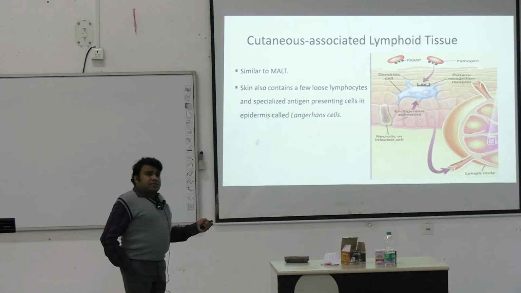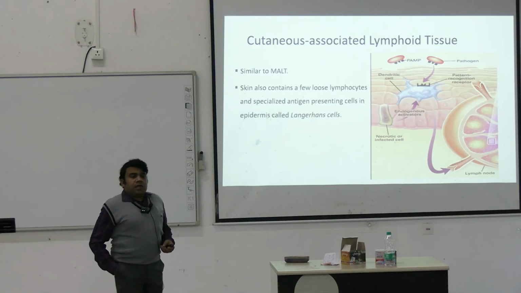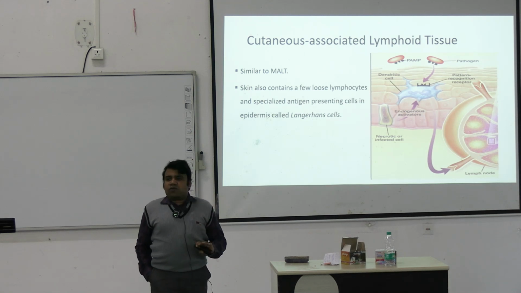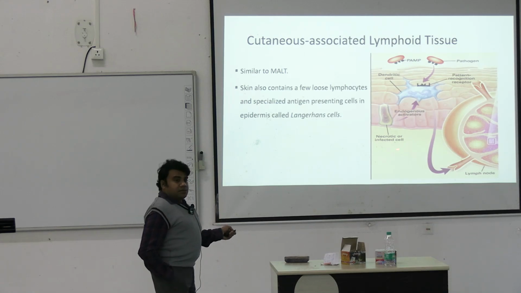The dendritic cells are not able to degrade the pathogen. That means they cannot kill the pathogen. Like macrophages and other cytotoxic cells, the dendritic cells cannot kill the pathogen. But what they can do is, they can present the antigen.